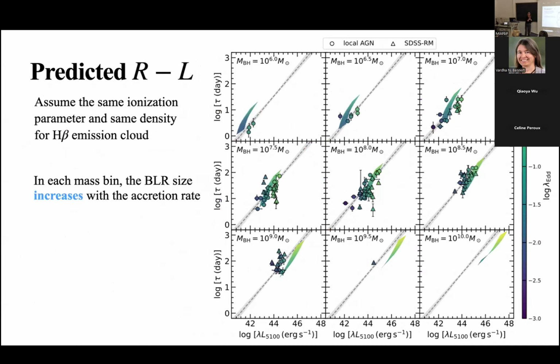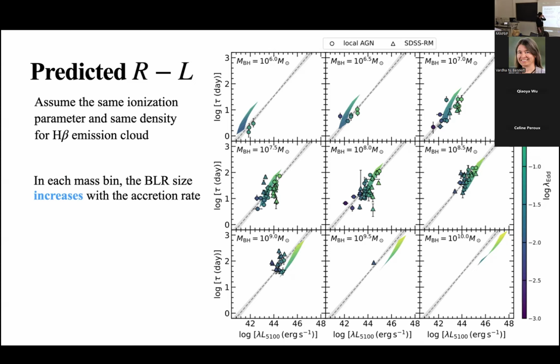So after we got our photoionization model, we want to compare our predicted relation with the observation. We assume that all the broad line clouds in our model have the same ionizing parameter and the same hydrogen density, and we got this prediction of the broad line region size.